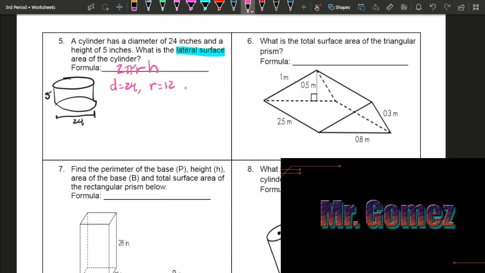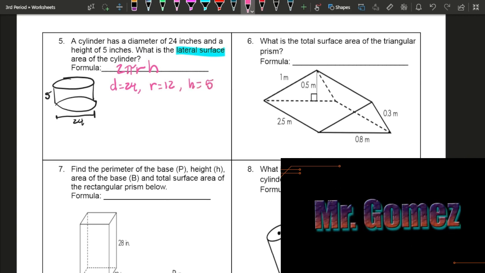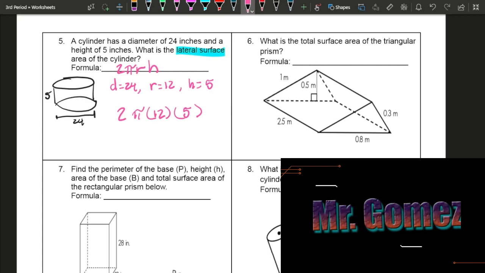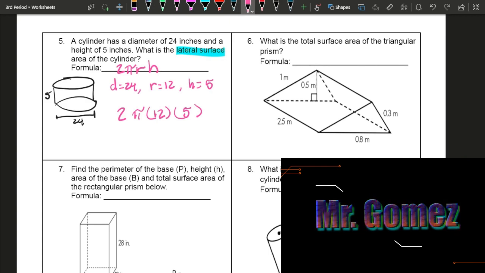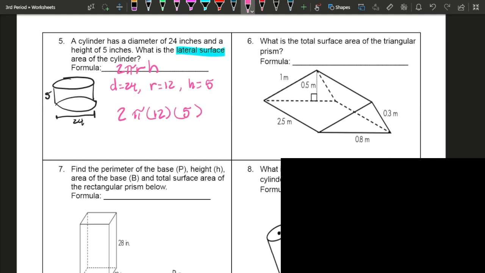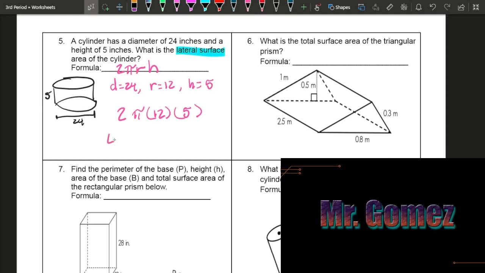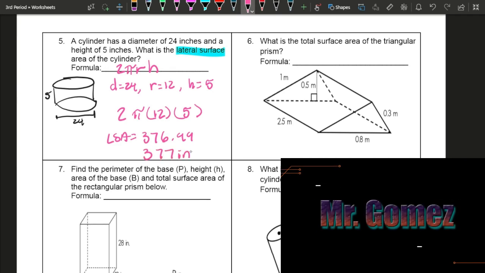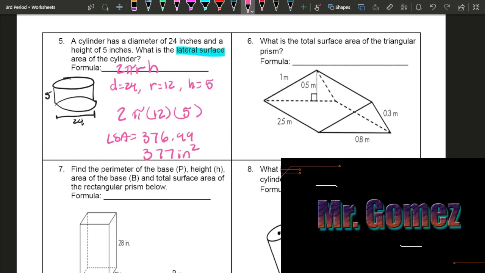12. Very good. And what is my height? 5. Do I have everything to plug into the equation? Let's do that. So we're going to have 2 pi. Instead of radius, what am I going to put? 12. And instead of the height? 5. So 2 times pi times 12 times 5 is going to give me a lateral surface area of 376.99. So we're going to round that to 377. And these are inches squared. Any questions so far?